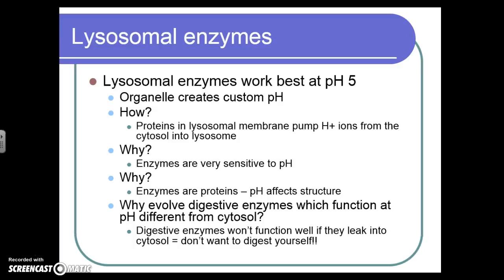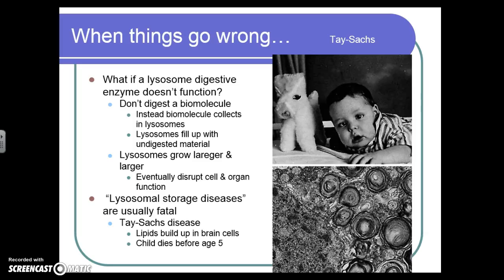Lysosomal enzymes work best at a pH of 5, so if we start to change the pH levels, we can actually start to break down lysosomal functioning. If the lysosomes don't start to work, we can end up having major issues, and chemicals or foreign debris could start having an effect on the structure of the cell. An example of something like that is Tay-Sachs disease.